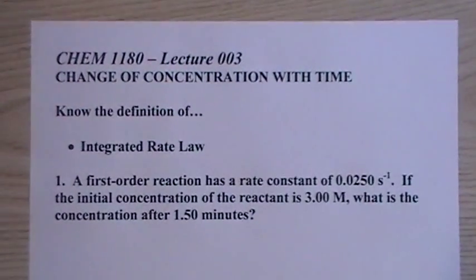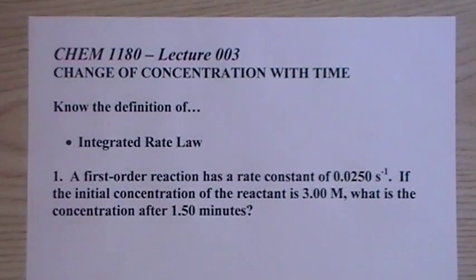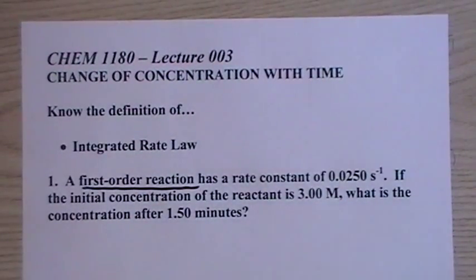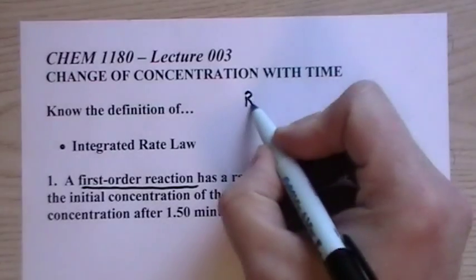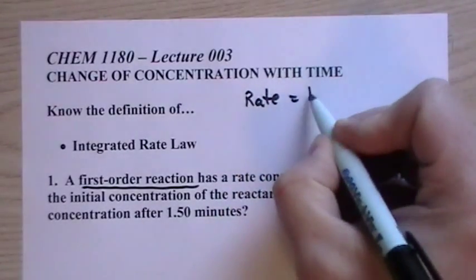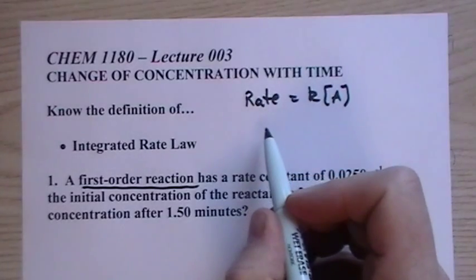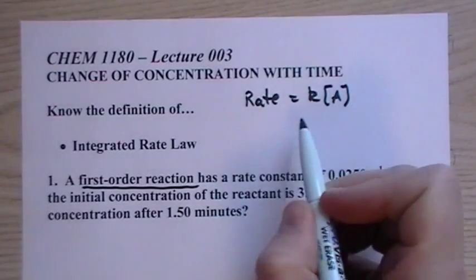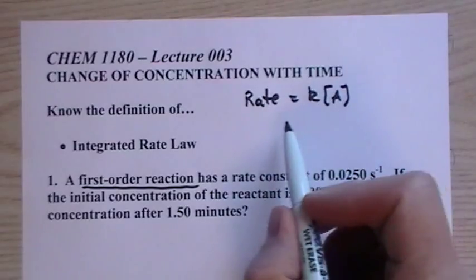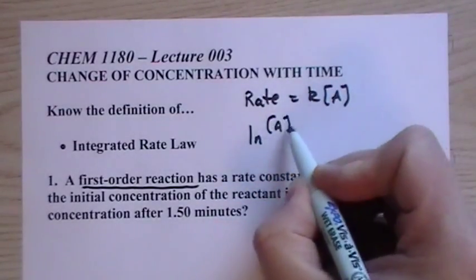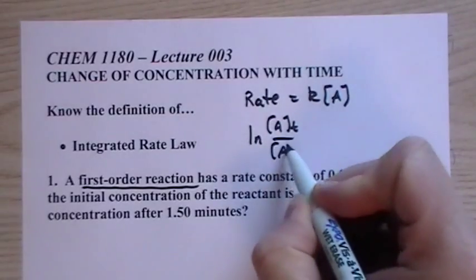Okay, lecture 3, change of concentration with time. Now, we're going to deal with a first order reaction in this first problem. And the rate law that we know already, a general one for the first order reaction, is this. Well, if we integrate across concentration and time, we end up with this form. This is the integrated rate law.